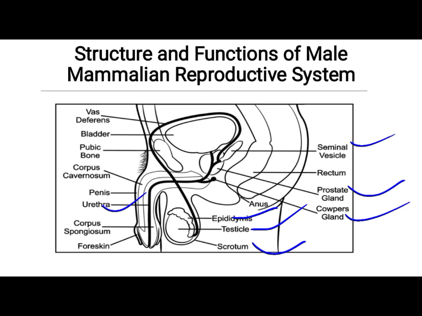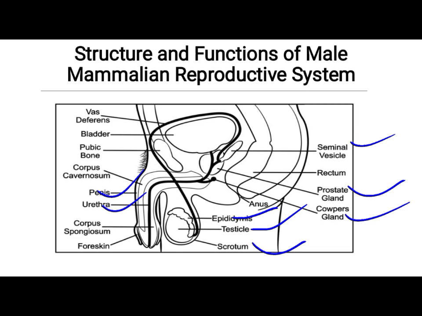Then I talk about the penis. The penis is simply called an intromittent organ, and that means it helps in introducing sperm into the female reproductive organ, which is the vagina. It usually contains spongy tissue that can be filled with blood. When it is filled with blood, it will become erect.